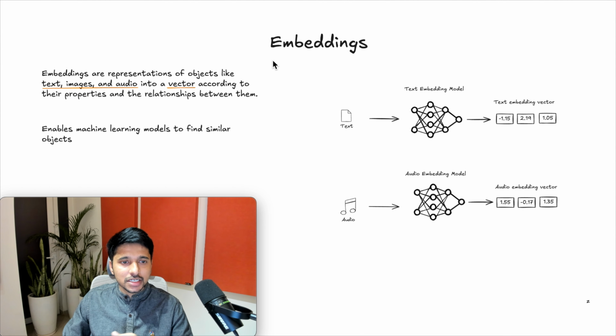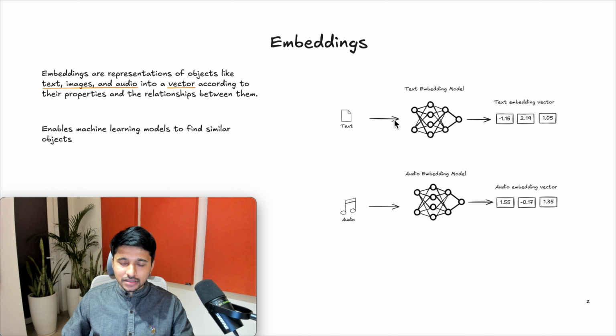Okay, so first let's try to understand with the definition of the embeddings. Embeddings are the representations of objects like text, images and audio into a vector according to their properties and the relationships between them. So we will try to understand this with the examples and the use cases so that you understand it in a better way.